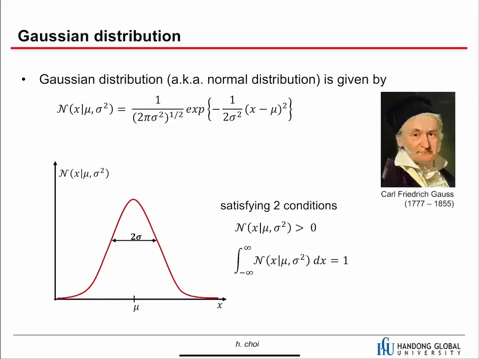Now, let's talk about Gaussian distribution, which is really popular in machine learning and in engineering in general. Gaussian distribution, also known as normal distribution, is given by this equation. As you can see, there is a mean and the variance, and we have an exponential function, and it looks like this. It's like a bell shape. So it's a really smooth curve, and it is symmetric. It means the left side and right side look similar.